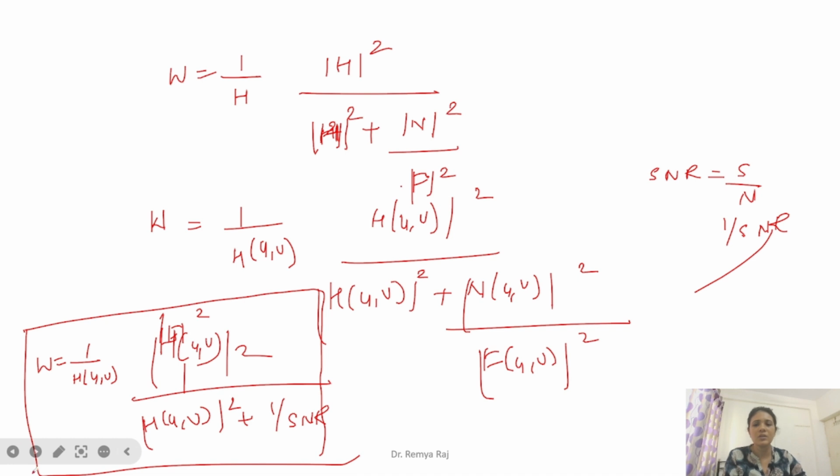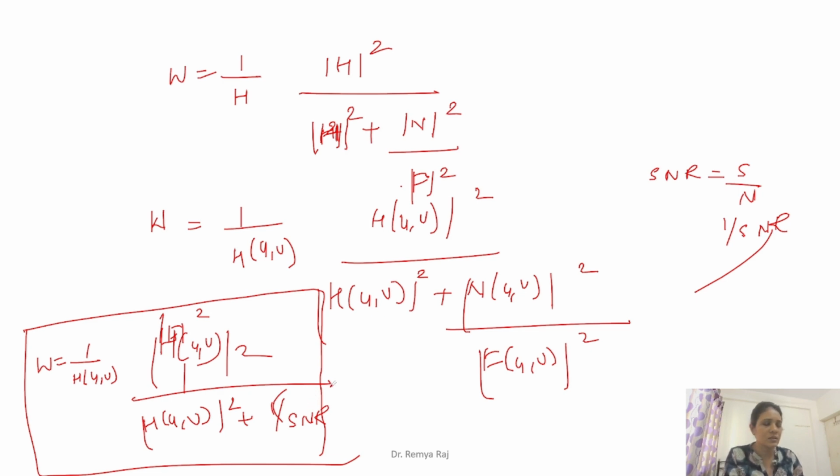So the final equation is 1 by h of u comma v into h of u comma v the whole square divided by h of u comma v the whole square plus 1 by SNR. Here the beauty is that in the final equation we don't need any information about the input image. But in inverse filtering, information about the input image is needed. Here f of u comma v is not there, only the SNR is needed.